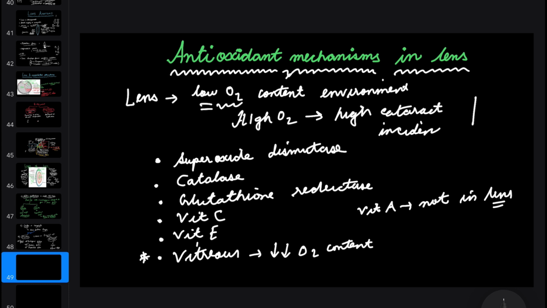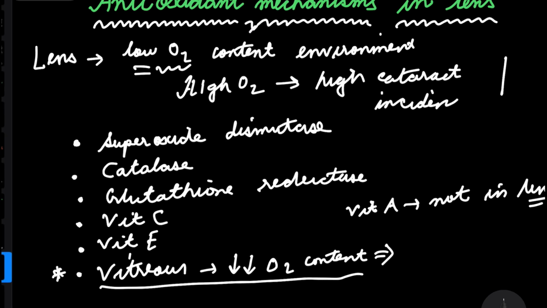The applied aspect of this last point is that sometimes, and we will see when, we have to cut out the vitreous. We have to extract the vitreous. We have to make a hole in the vitreous. That procedure is known as vitrectomy.